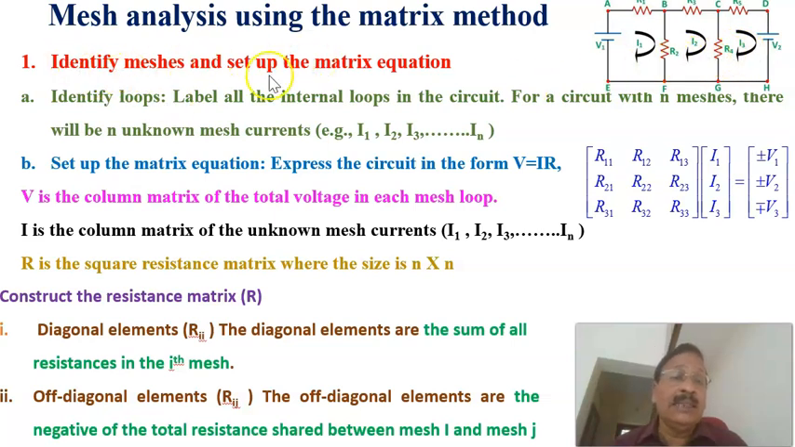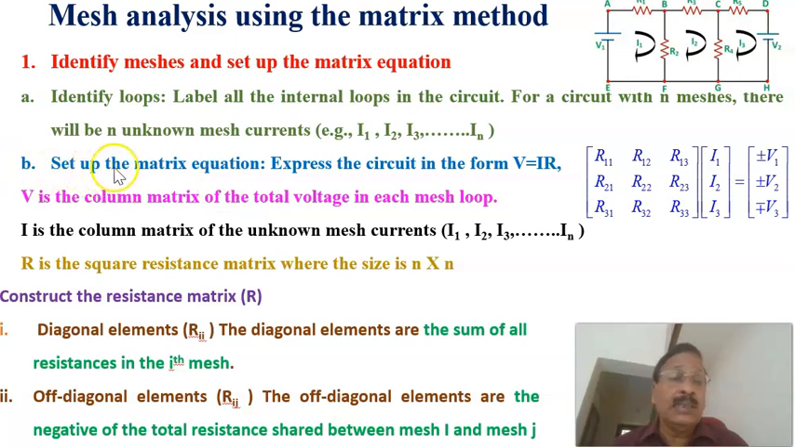Now, the general method is to identify the meshes and set up the matrix equation. For that, first we have to identify the loops. Here in this circuit, there are 3 loops, or 3 meshes: mesh 1, mesh 2 and mesh 3. That is, label all the internal loops in the circuit for the currents. With n meshes, there will be n unknown mesh currents. Like in this case, this is a 3-mesh circuit, so 3 unknown mesh currents are there, I1, I2 and I3, marked in a clockwise direction.